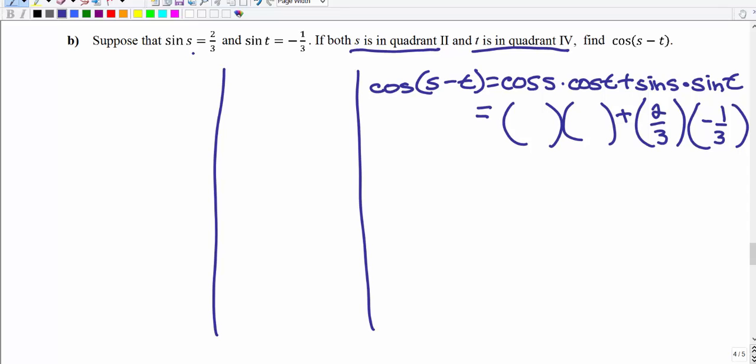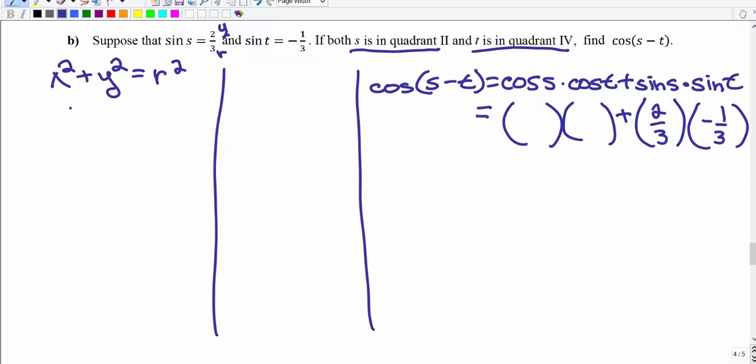Alright, so the sine of S is positive 2/3, which makes sense. Angle S is in quadrant 2, so it makes sense that we have a positive sine value for that quadrant 2 angle. We know that sine is defined as y over r. So in order to find the cosine value of angle S, we need to know the x value. So we're going to use the Pythagorean theorem in order to solve.